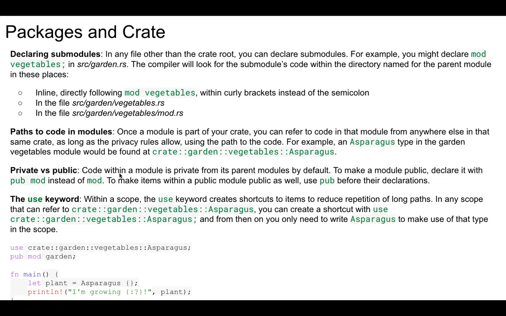If you want the functions to be accessible outside the modules, you have to use the pub keyword. So it's not public, it's pub. When you say pub mod instead of just mod, it becomes public, and now any other crate would be able to use this. To make items public, we can use pub before their declarations.